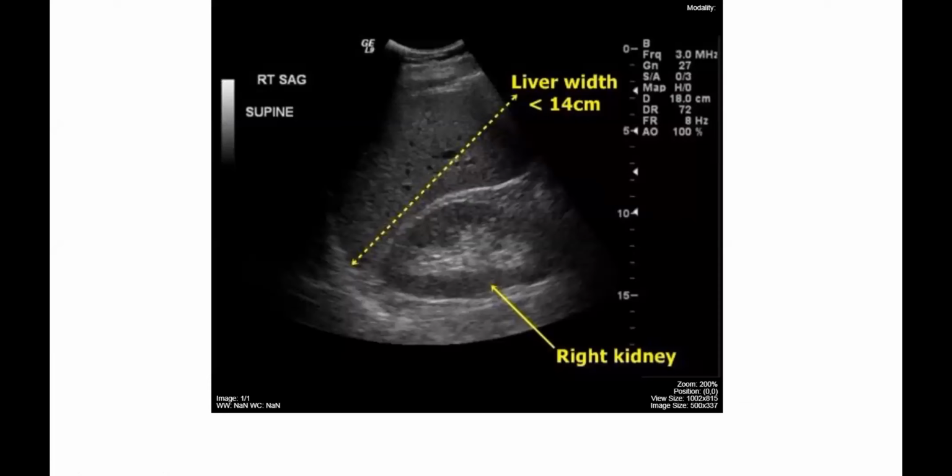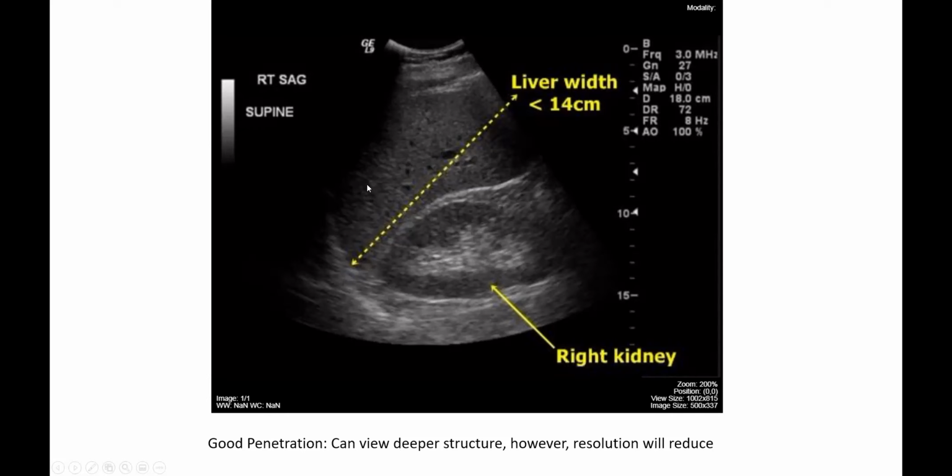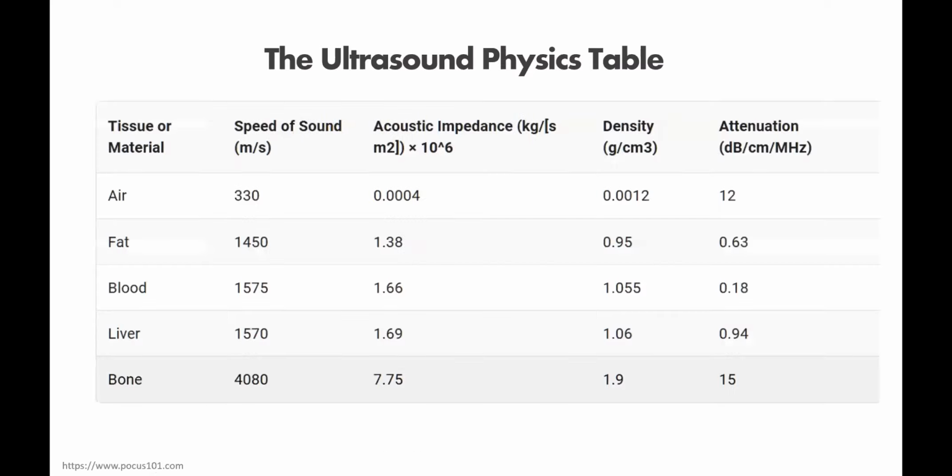As compared to a curvilinear probe, which has a very low frequency, you can have good penetration and can view deeper structure. However, resolution will reduce. The typical depth will be 15 to 20 centimeters.